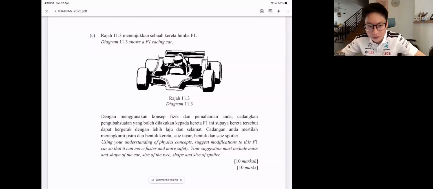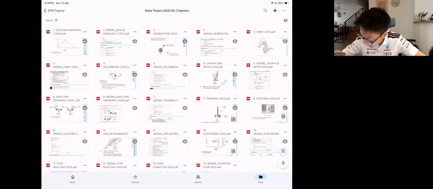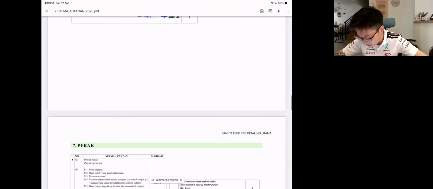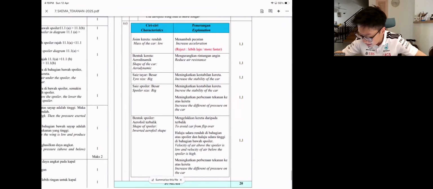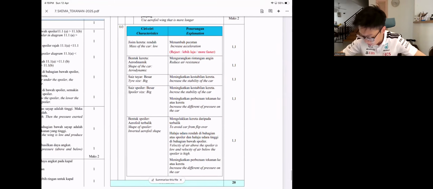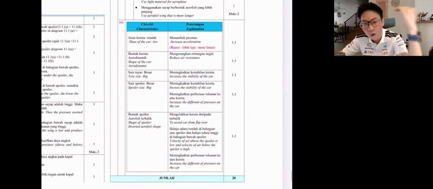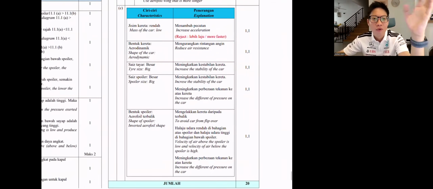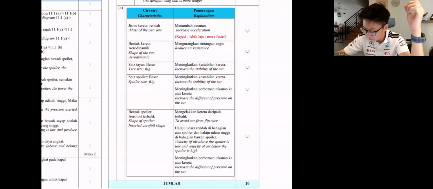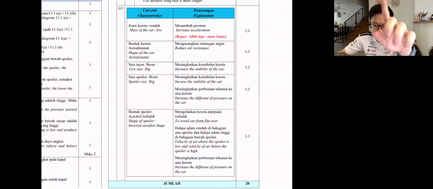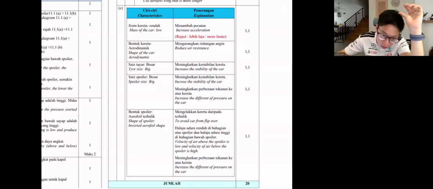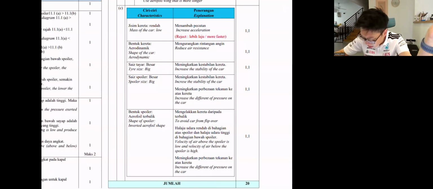Okay, so guys, we just talk about this, right? So the answer, I can share with you the answer first. So the answer actually is like this. You will be able to see that we have lower mass of the car, we have aerodynamic shape. By the way, more faster is the wrong answer. Then the tire must be bigger. Here you want to increase the stability of the car.